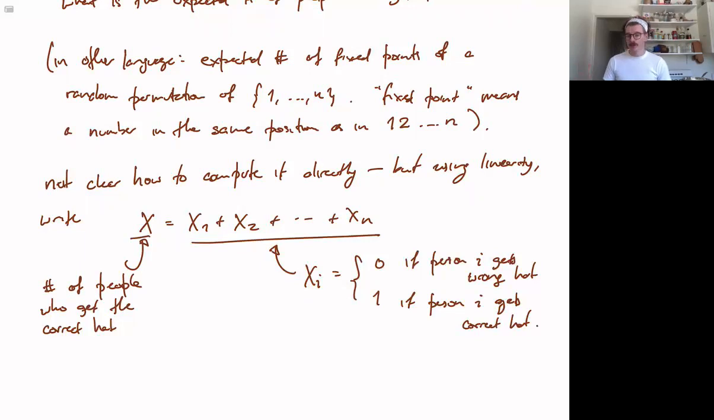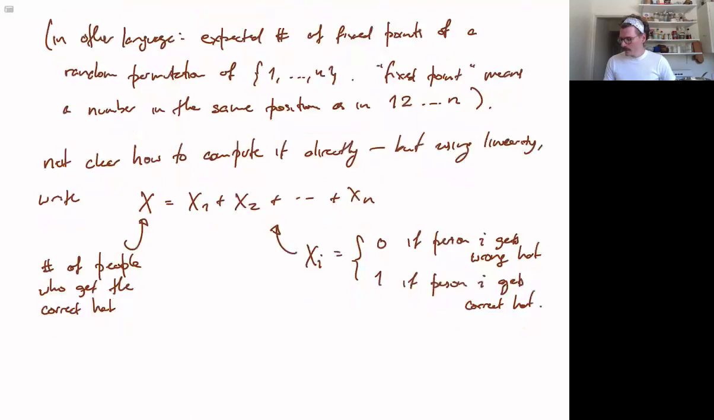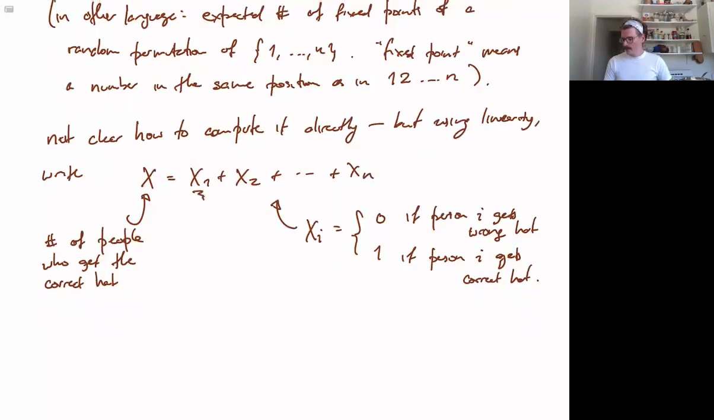So this equation is true with the definitions that we've made, because every person that gets the correct hat adds 1 to the total. So when we add all these up, we will get the total number of people who get the correct hat. And furthermore, these things are much easier to compute the expected value of. So this is sort of a clever way of breaking down the problem.